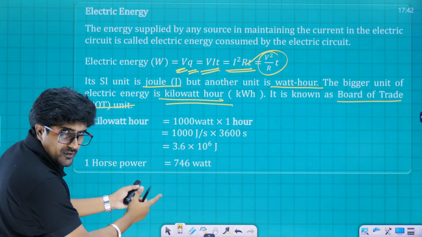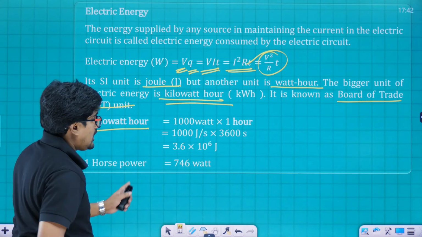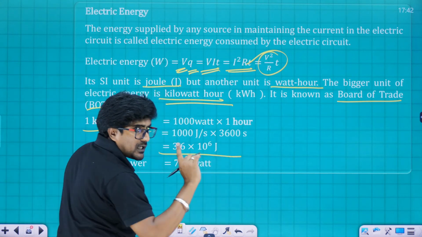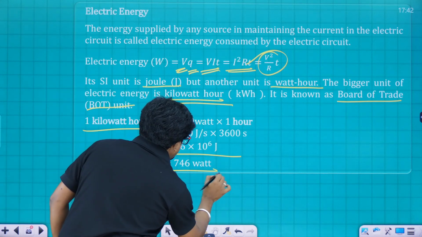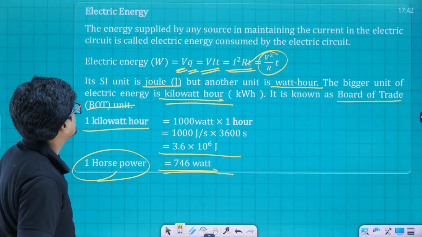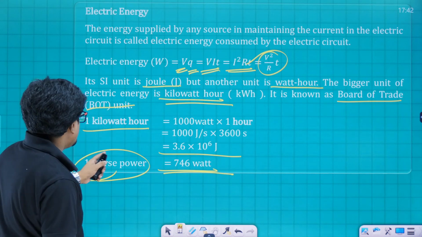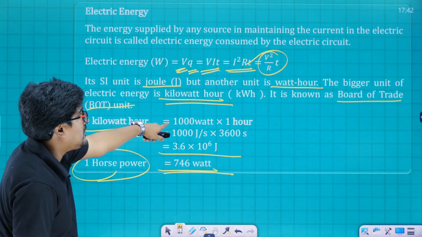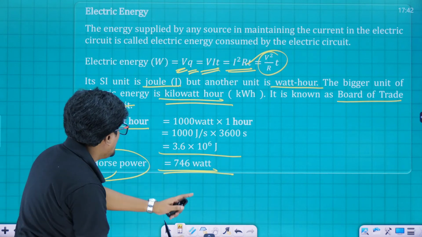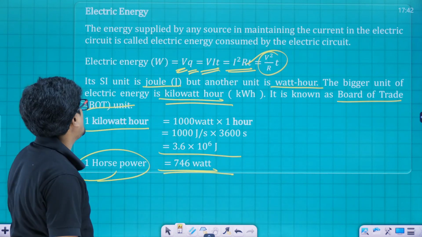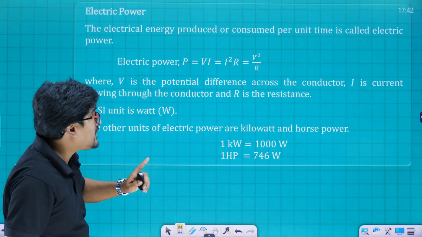Alright, now comes a few relations. 1 kilowatt hour is 3.6 into 10 to the power 6 joule, and 1 horsepower is 746 watt as well. Now this is about power, and there it was about the energy that you must know. Here it is about power, that is energy delivered in unit time, and there it was in terms of energy. Alright, moving to the next, that is electric power.